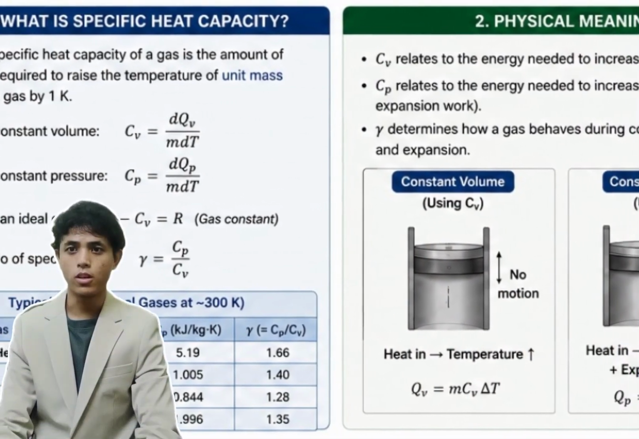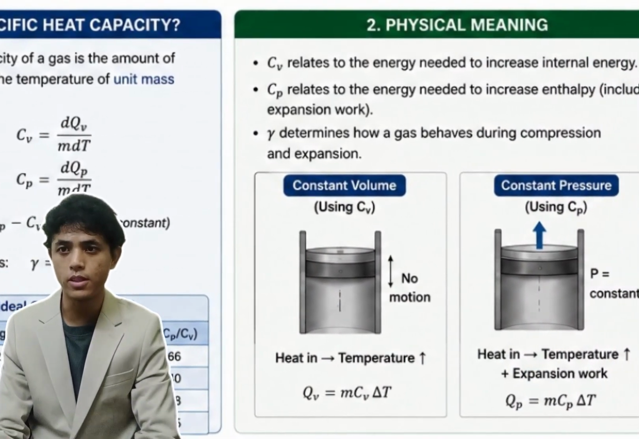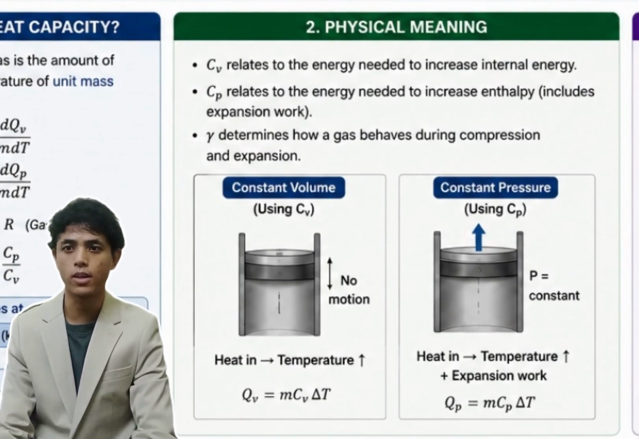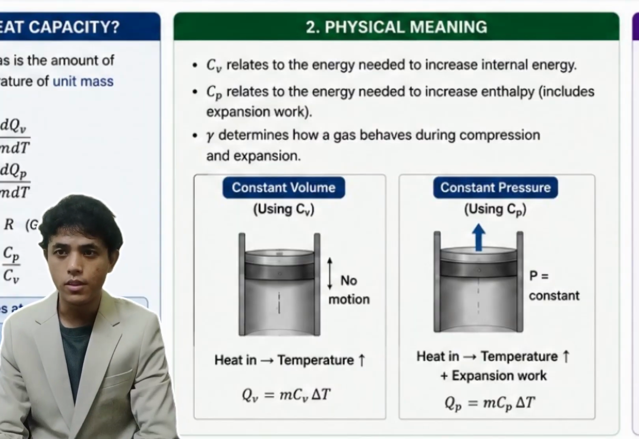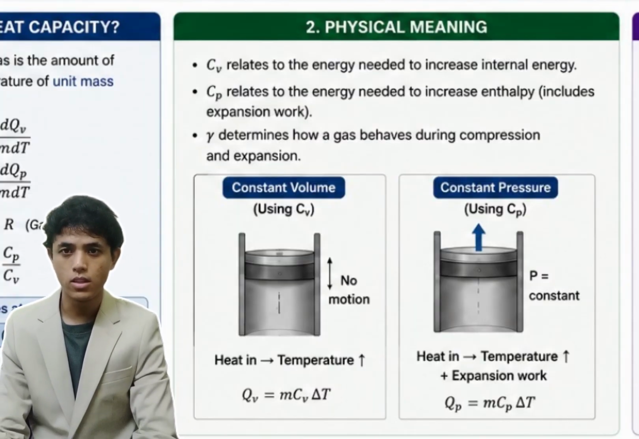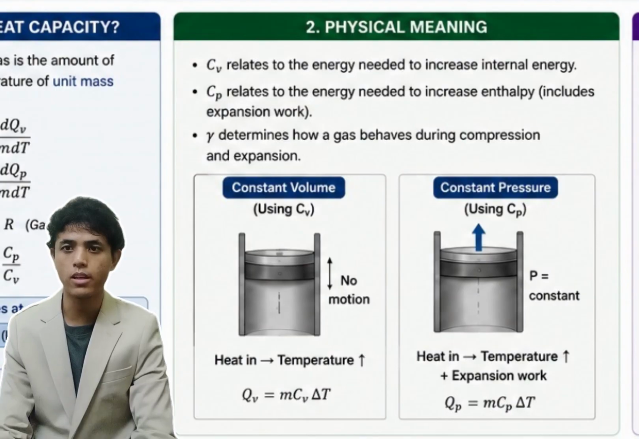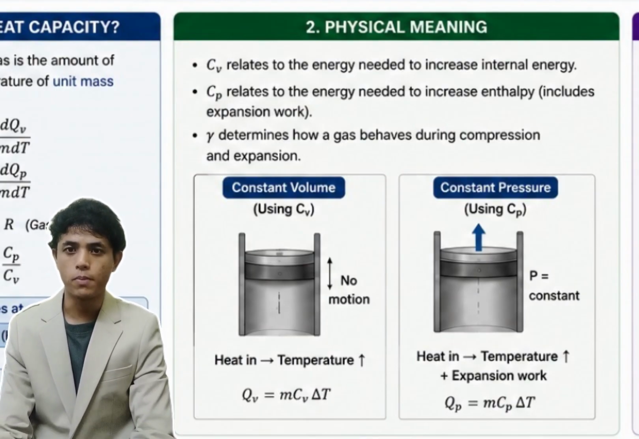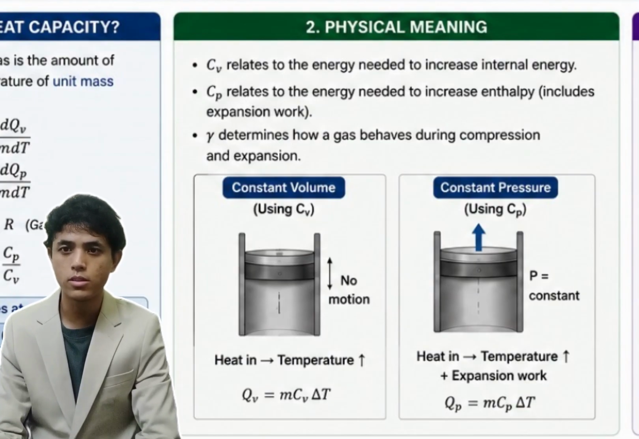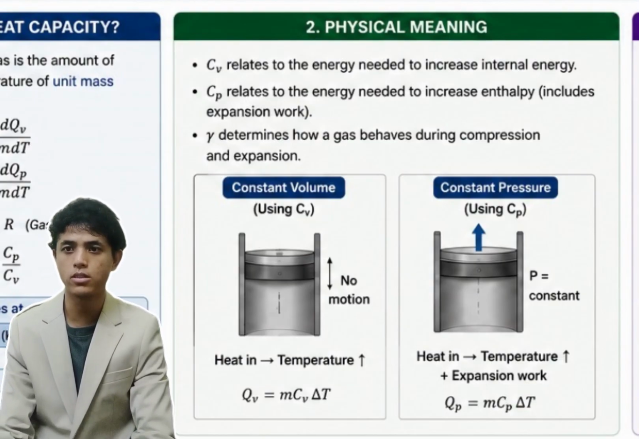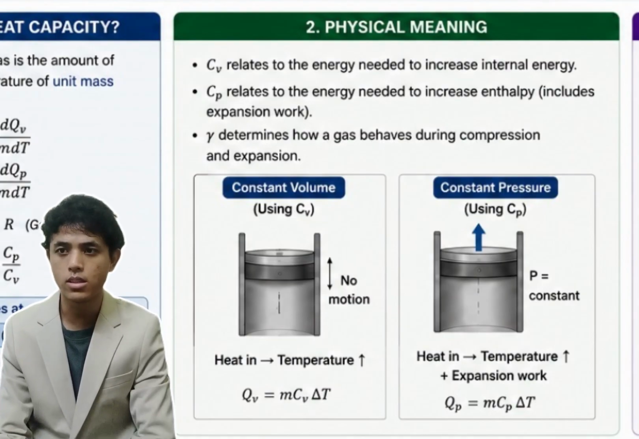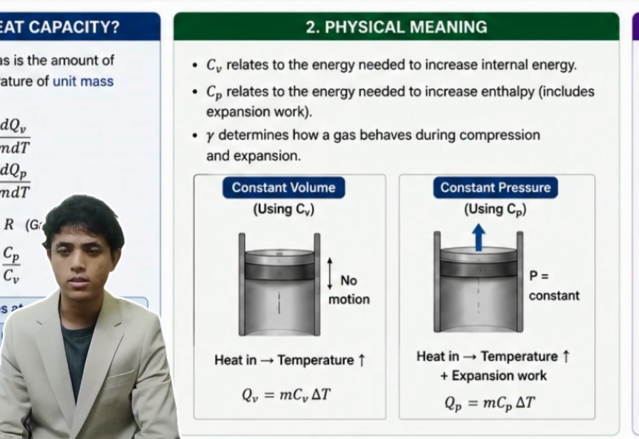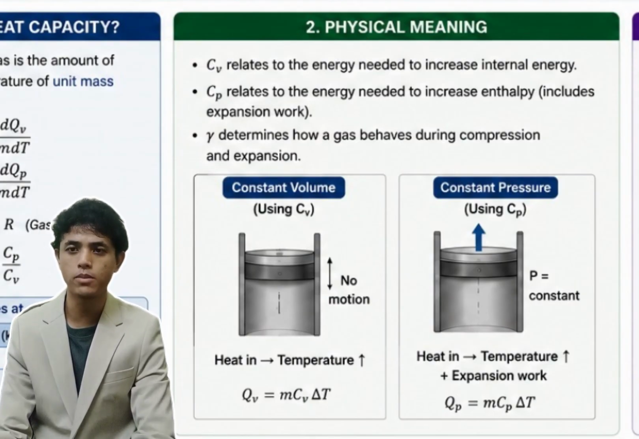Alright, now I'm going to explain the physical meaning of specific heat capacity. There are two important types of specific heat capacity for gases, which are Cv and Cp. Firstly, Cv is the specific heat capacity at a constant volume. Since the volume doesn't change, the gas cannot expand, so no work is done. This means all the heat supplied is used to increase the gas internal energy, causing its temperature to rise. The equation is Qv equals m Cv delta T.